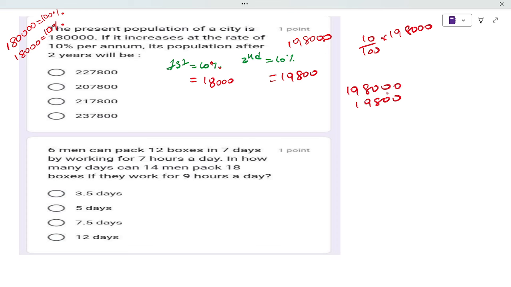198,000. Relay 008 it is 7 as a, and here it is 1 as a, it is 2 as a. 217800. This is the answer.